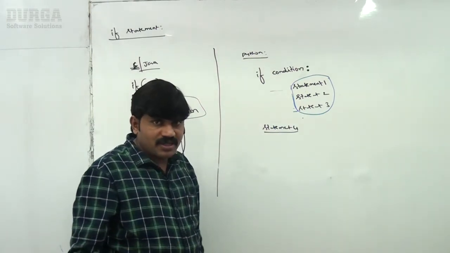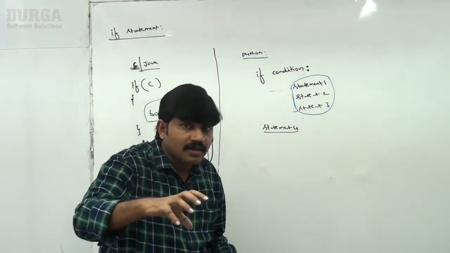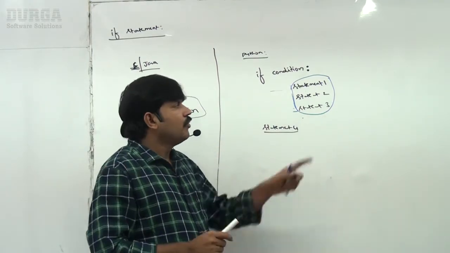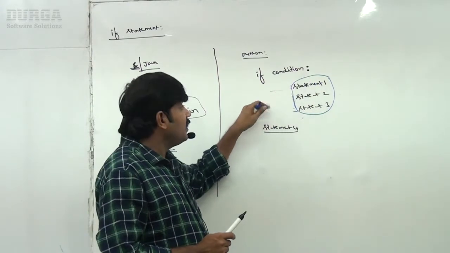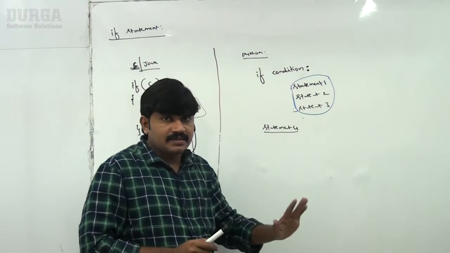Are you in a position to understand, right? So in Python, how can you define an if block? Only 2 points, right? One is the colon, the second one is the indentation. One is the colon, second one is the indentation. That's all.